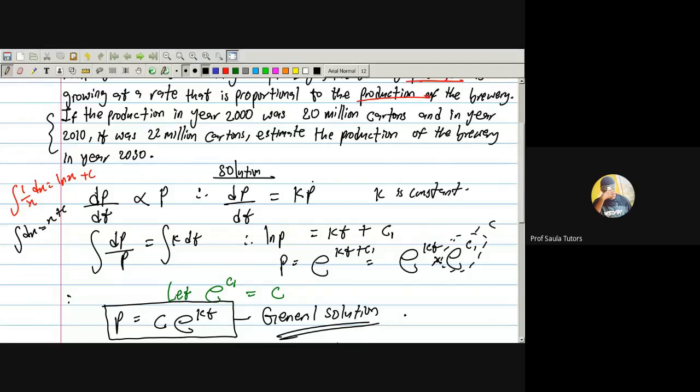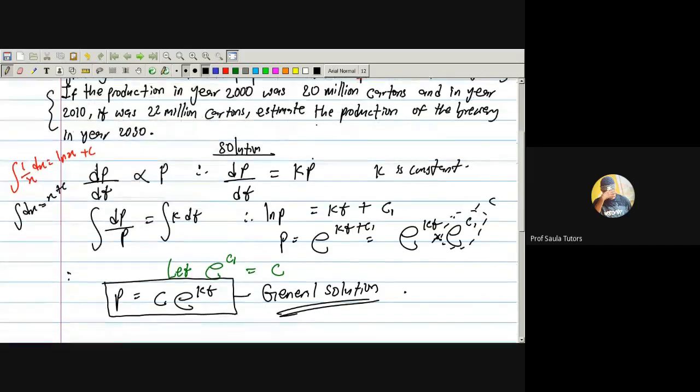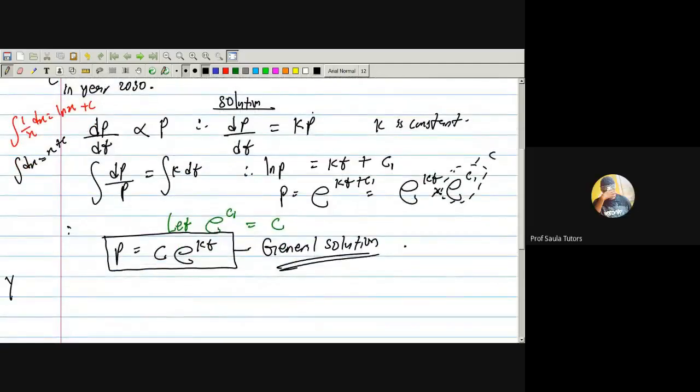Now, let us go back to the question. The question says that if the production in year 2000 was 20 million, okay, you see what happened? That year 2000, I will call it the base year. Base year means that I'm taking it at time t equals 0. Are we together?